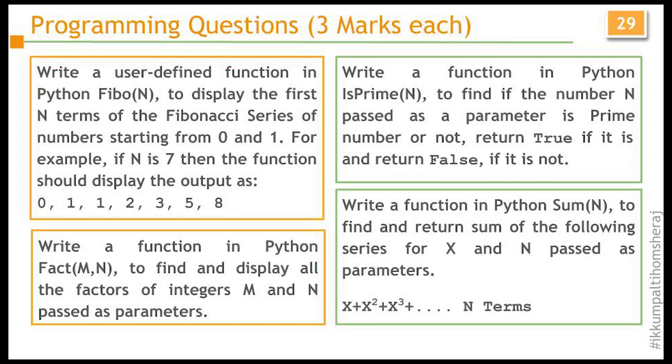Then write a function in Python fact m and n to find and display all the factors of integers m and n passed as parameters. Then write a function in Python is prime to find if the number n passed as parameter is a prime number or not. Return true if it is prime, return false if it is not.